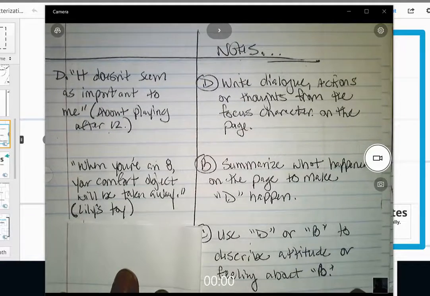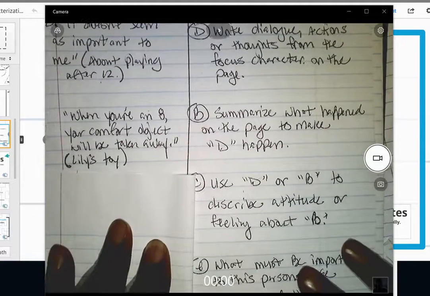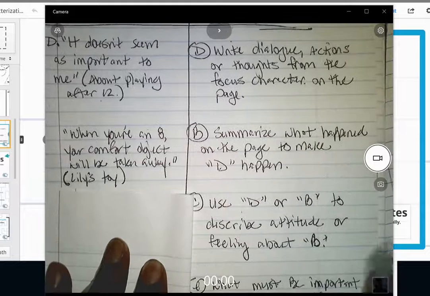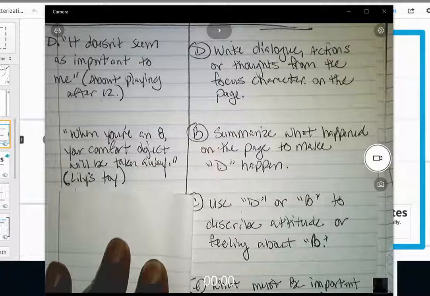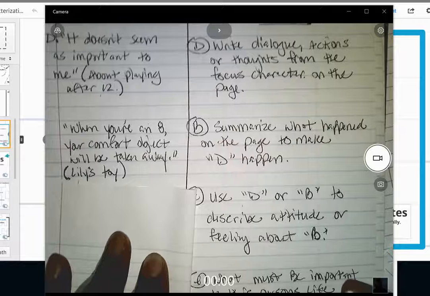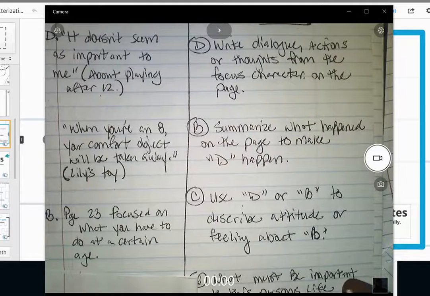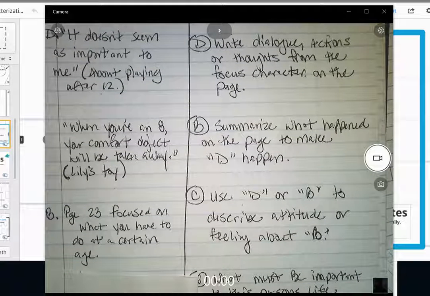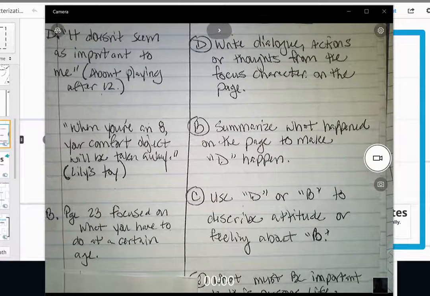Now, B is the summary. I like to think about it as the why. If mother said these things, why did she say them? What was going on this page that made her say or do or think something? For B, I'm using what we have from 7B's class. This is what 7B came up with today, so you get a sense of what's going on.